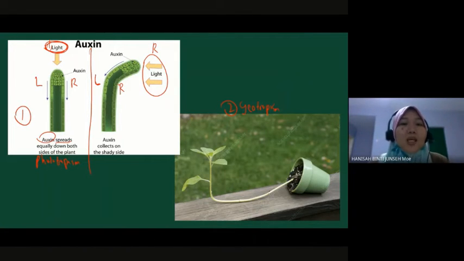Okay, so whenever we have this source of light over here on the right side, on the left side of the plant, we will have this bright and shady. Bright because there's a light, and shady because there is no light. So the right side of the plant is the bright side. The left side of the plant is the shady side.